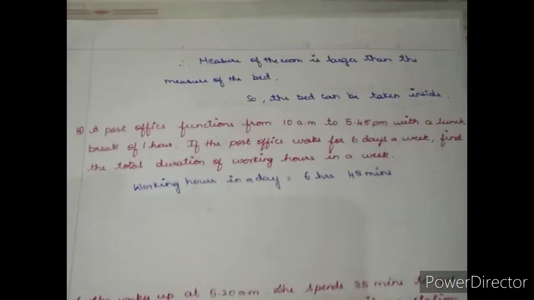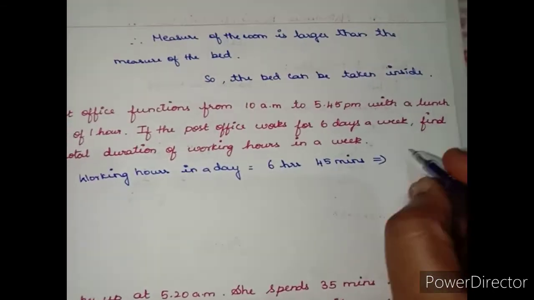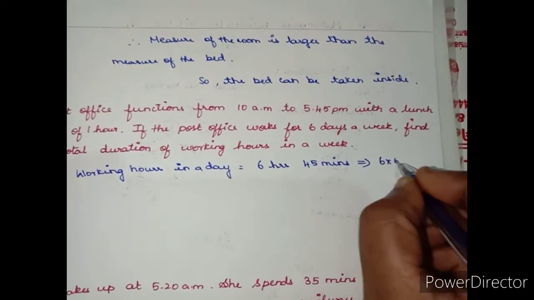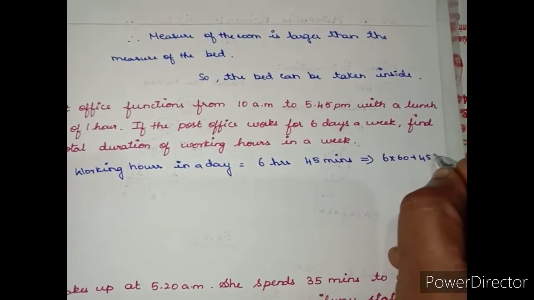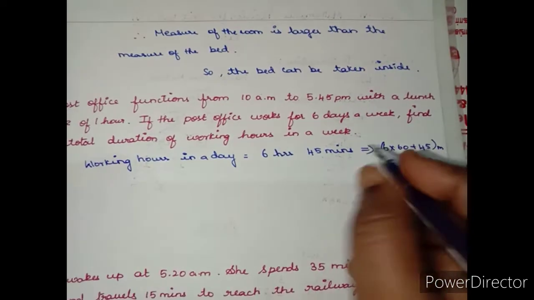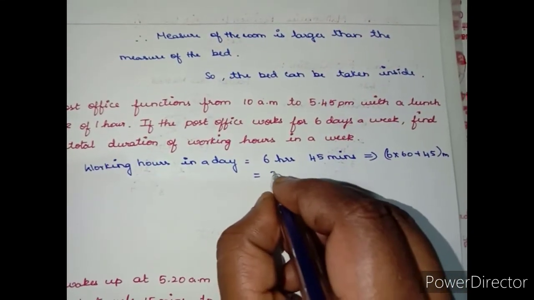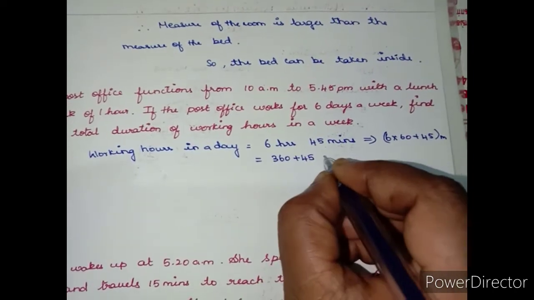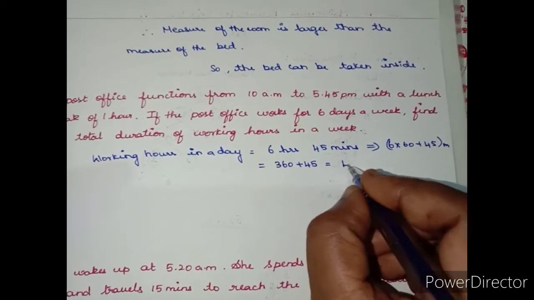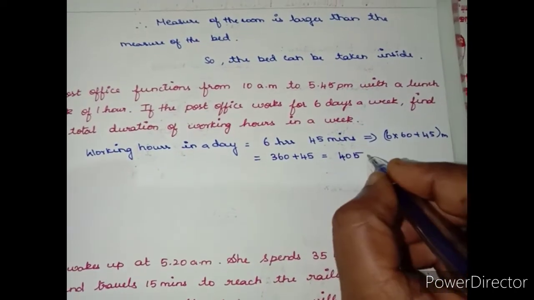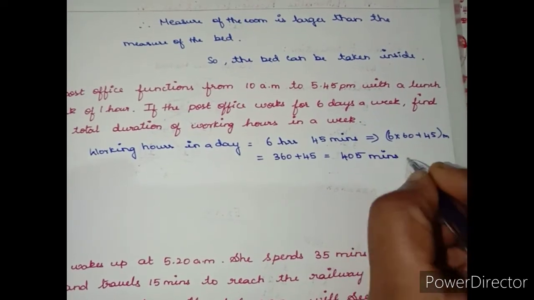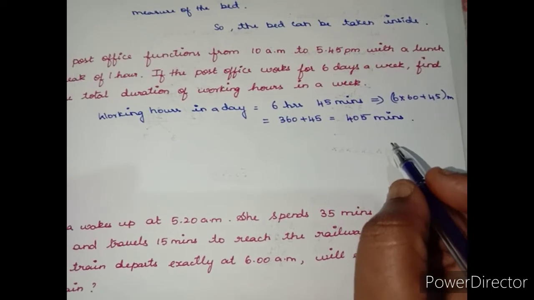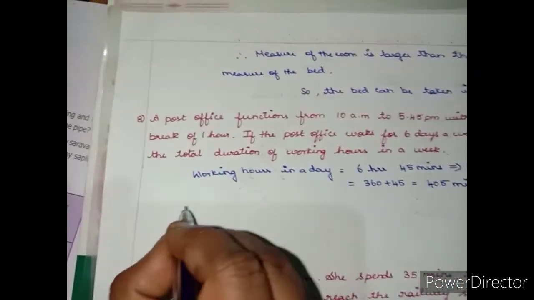Okay. We already know 1 hour is equal to 60 minutes. So 6 into 60 plus 45 in minutes. So 6 into 60, it is 360 plus 45, that is 405 minutes. Okay, so in a day it works for 405 minutes. Total duration.